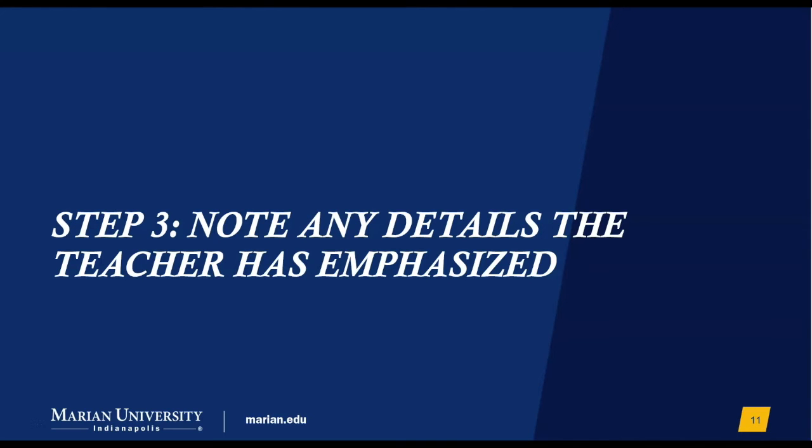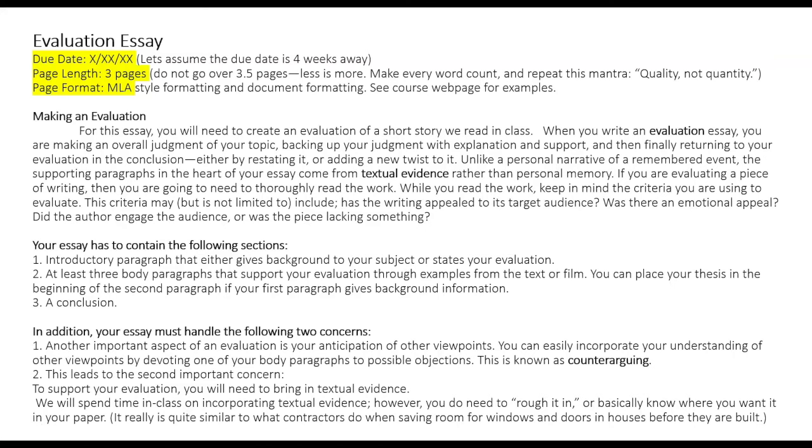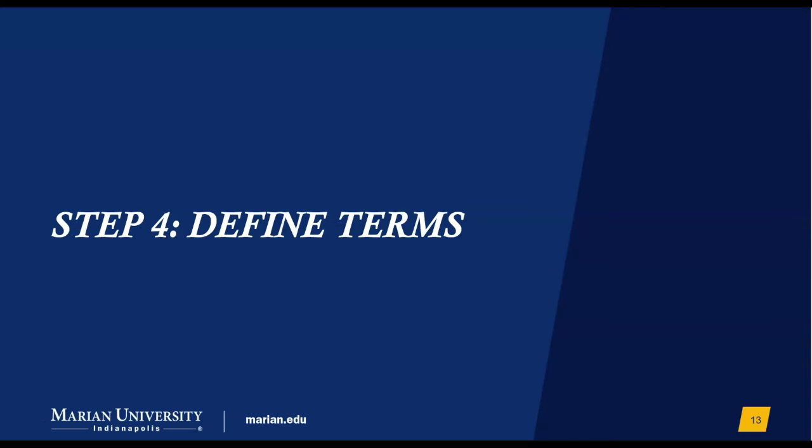Step 3. Note any details the teacher has emphasized. Look for any areas that the teacher has tried to draw attention to. Do they bold certain words or set parts of the text apart? The teacher is trying to tell you something about the word or section is especially important. Here, we can see that the teacher has emphasized quality, not quantity, meaning they want you to aim for conciseness and avoid rambling. They've also bolded evaluation, textual evidence, and counter-arguing. This brings us to our next step.